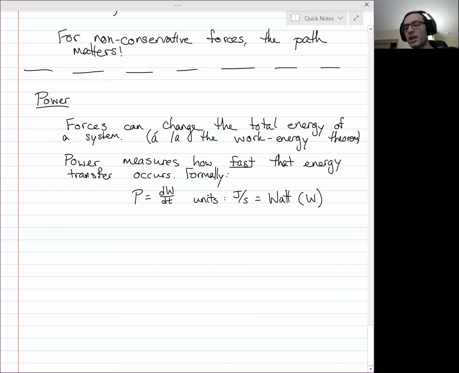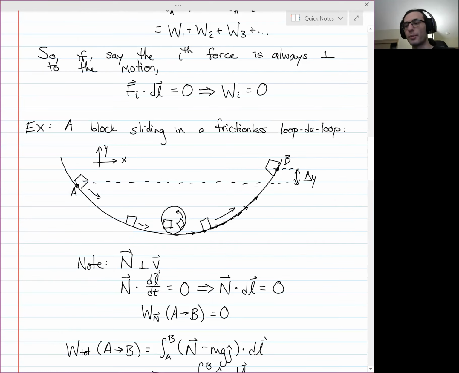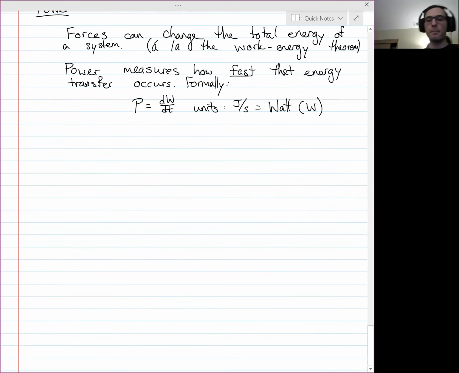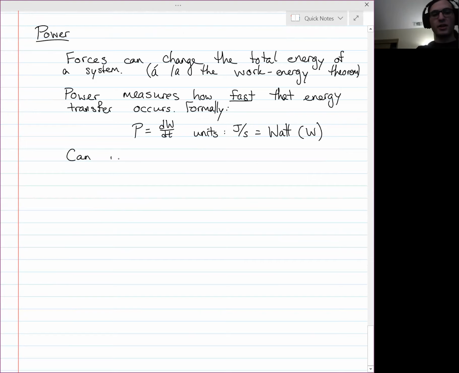And so just like how we can isolate the work done by individual forces, like how we can only consider the gravitational force, for example, here we didn't have to worry about the normal force. What we can also do is isolate and measure the power delivered by various forces. So we can see how much power gravity delivers, how much power the normal force delivers, and so on. Just like with work.